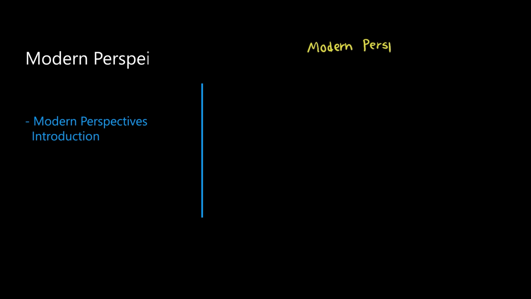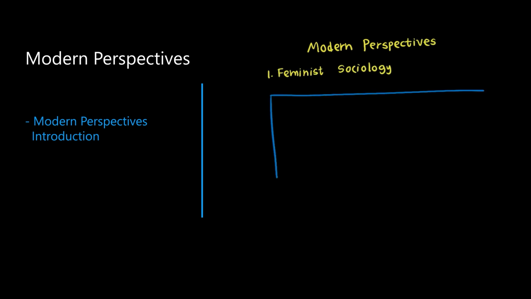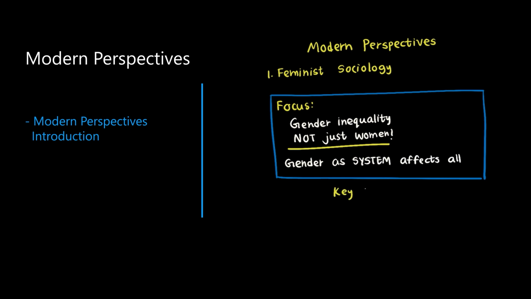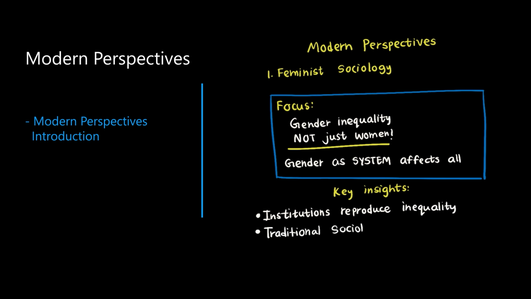Now, beyond these three traditional perspectives, there are important modern perspectives you need to know. Feminist sociology examines how gender inequality is built into social structures and interactions. It doesn't just study women, it studies how gender as a system affects everyone. Feminist scholars have shown how supposedly neutral social institutions actually reproduce gender inequality. They've also critiqued traditional sociology for focusing too much on men's experiences and perspectives.